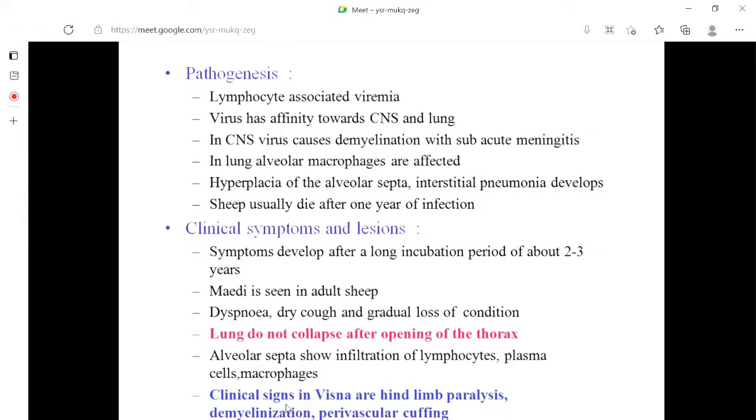So this is again the whole story of lymphocyte-associated viremia, and then the central nervous system is affected, as well as the lung. And these things I already discussed. So the lungs do not collapse after opening the thorax. This is an important point to remember. So this gives us some information about this disease. So hind limb paralysis, perivascular cuffing, these are some of the changes.